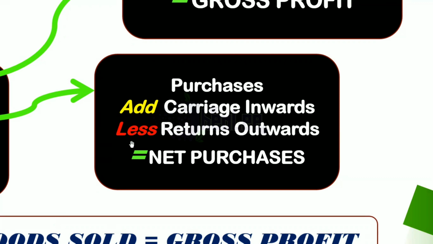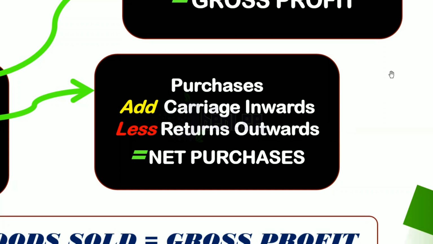So remember, this action is taken if you have both of these, which are your carriage inwards and your returns outwards, or if you have just one. Your carriage inwards is added because that is a transportation cost to get the goods into the business, so that increases the value of purchases. And we're subtracting the returns outwards, because guess what? You're returning some of the goods back to your suppliers. So therefore, the value of your purchases will decrease, and that would give you net purchases.